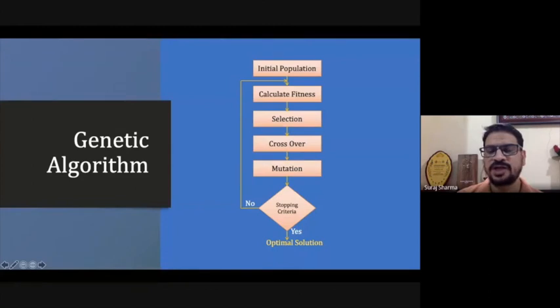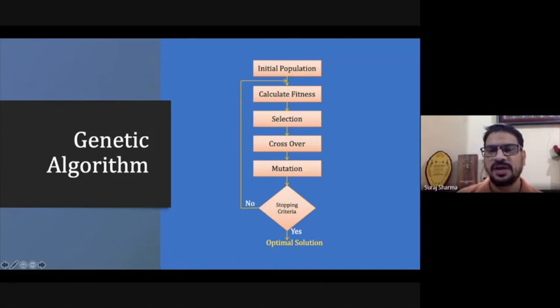What are the stopping criteria in the algorithm? We have two stopping criteria: whether we have reached the fittest individual, or we have done enough iterations. If either condition is satisfied, we go to the optimal solution. If neither condition is satisfied, we go again to finding the fitness value of the newly created population after the mutation.